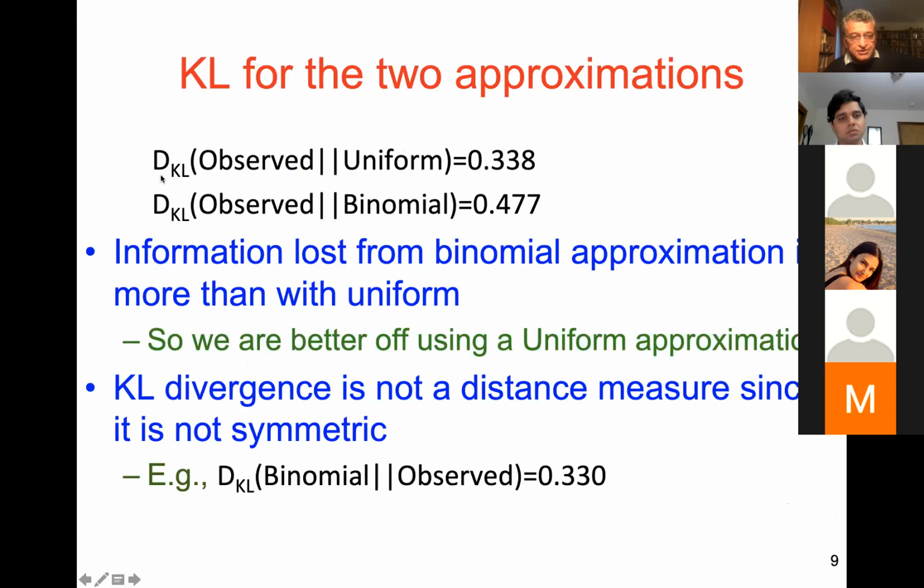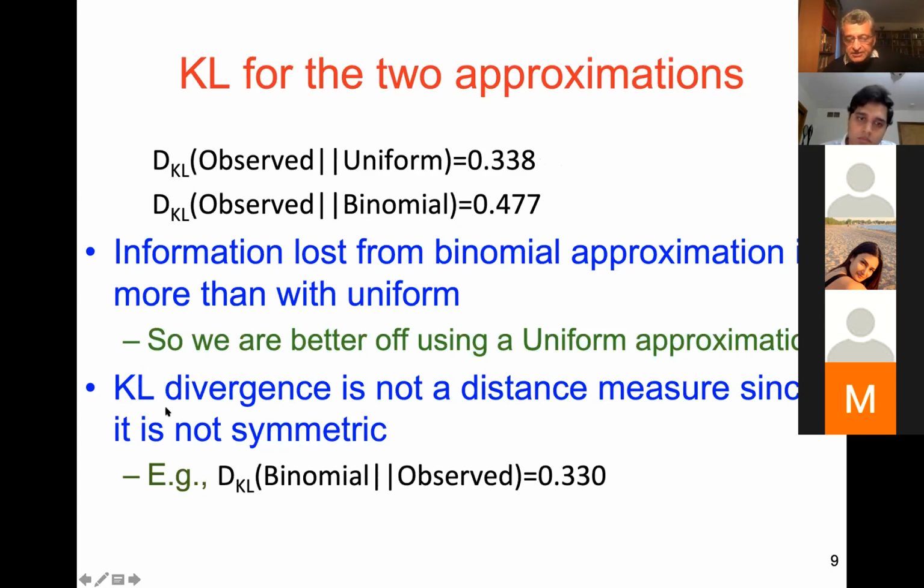Well, if you do that calculation, the Kullback-Leibler divergence between the observed data and the uniform distribution was 0.338. The Kullback-Leibler divergence between the observed data and that binomial distribution was 0.477. So the information lost from the binomial approximation is more than with uniform. So binomial is losing more. Okay, that was unexpected. It looked a little like it had some information in it, but KL divergence says your uniform is better.